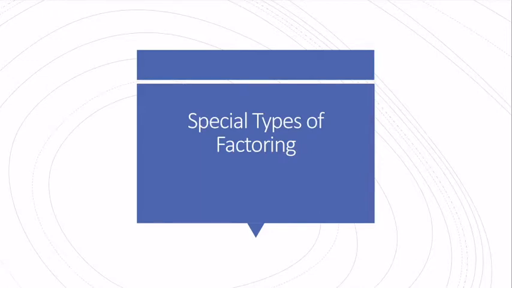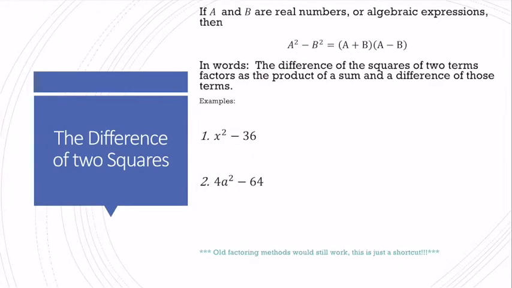All right, class, the next thing I want to talk about is special types of factoring. The first one is going to be the difference of two squares. So if I have two real numbers or algebraic expressions and I have a squared minus b squared, this will factor as a plus b times a minus b.